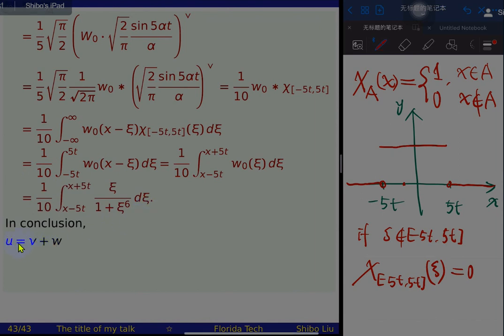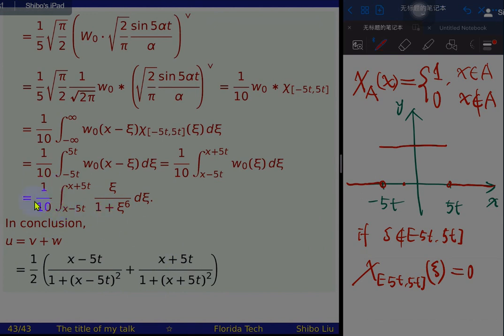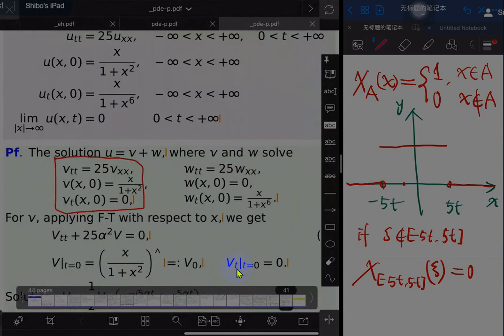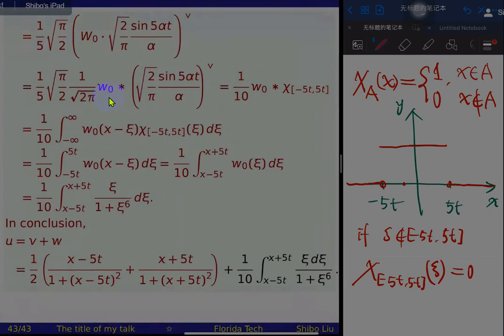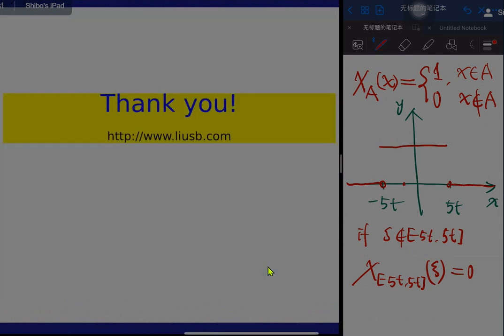Then, as we said before, their sum is v plus w. This is v we computed earlier. Then w is simply this integral. This gives the solution of our wave equation with non-zero initial displacement and non-zero initial velocity. Now the solution is given by this formula. So this is the last problem in our practice test.